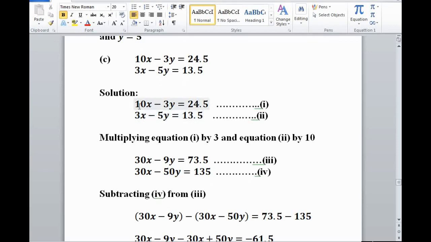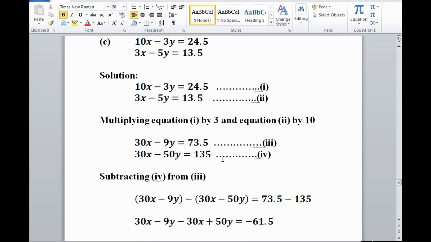So if we multiply equation 1 by 3, 10 times 3 is 30, 3 times 3 is 9, and 24.5 multiplied by 3 is 73.5. And I'm going to name this equation as equation 3. And next I will multiply equation 2 by 10. So 3 times 10 is 30, 5 times 10 is 50, and 13.5 multiplied by 10 is 135. So this is our equation 4.